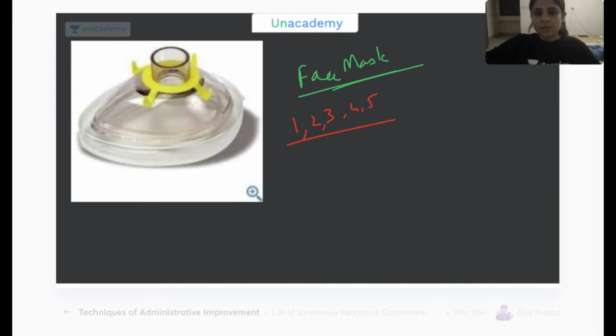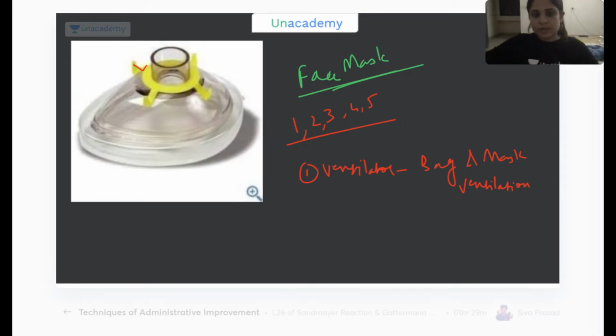Now, to what two, three things can you connect it? One is you can connect it to the ventilator when you're giving bag and mask ventilation. Remember this, bag and mask ventilation. There is no significance of the yellow color here. It's only one of the braces to hold the mask together.